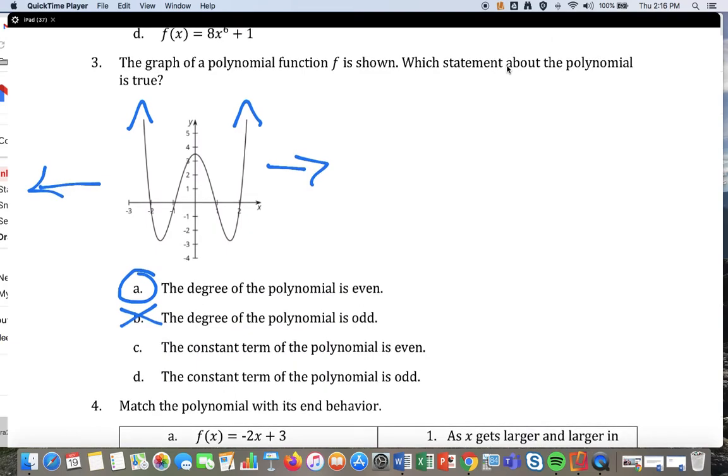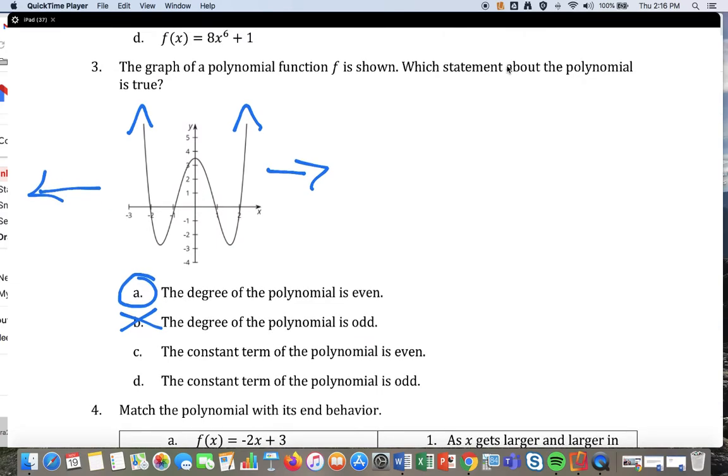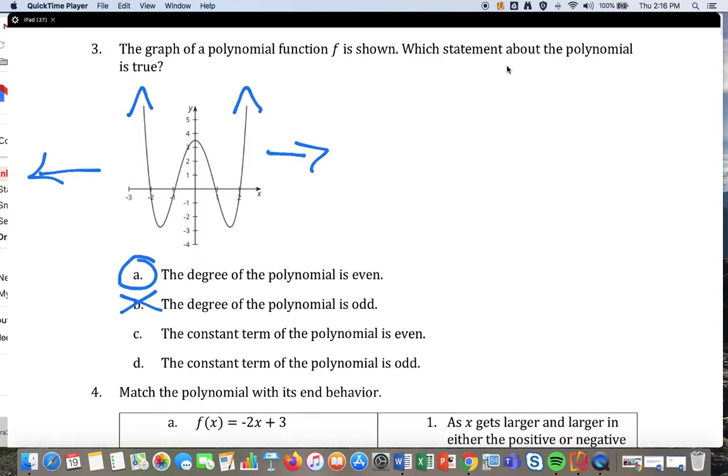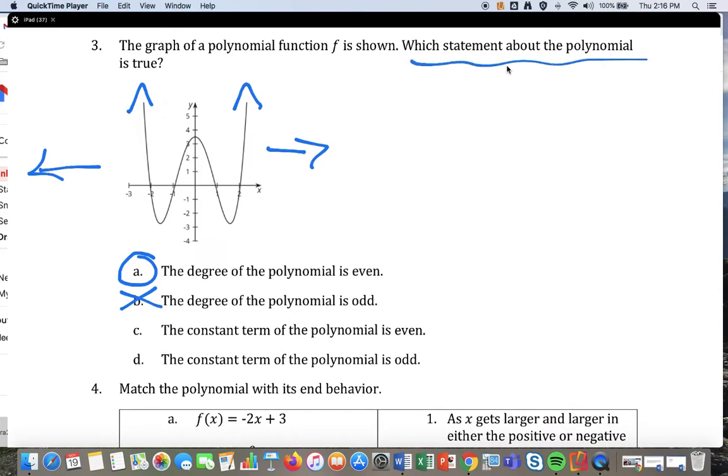And the constant term of the polynomial is even. The constant term is the y-intercept, so it looks like it's going through the axis at, let's see, 3.5. I think we're going to just go with one answer for this one. Which statement is true? I would say A is true. And we really can't tell exactly where that function goes through the y-axis, so we're not sure about that constant term.